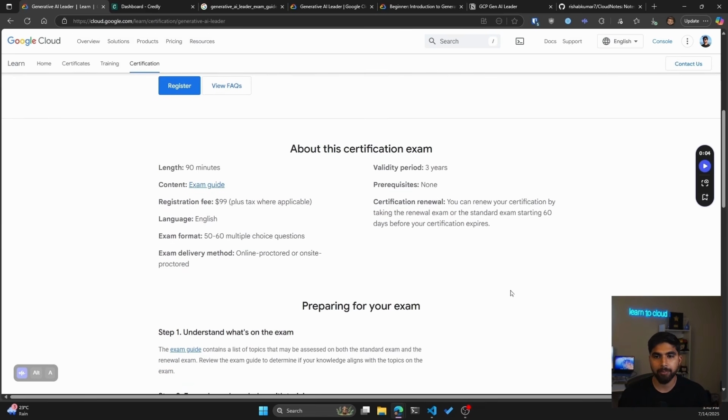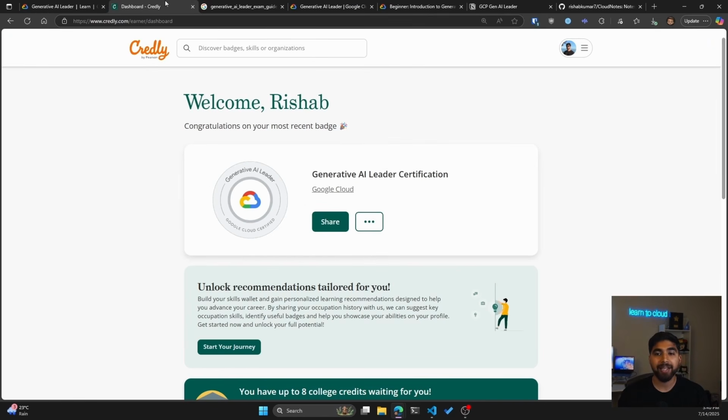Now, about the exam, you are given 90 minutes to complete the exam, as you can see, and it's $99 to sit this certification exam. There are about 50 to 60 multiple choice questions that you'll see. It is valid for 3 years, and you can take it both online, which will be proctored, or in person at a test center. Now, after passing the exam, you'll get this cool Credly badge that you can share on your social networks like LinkedIn or X.